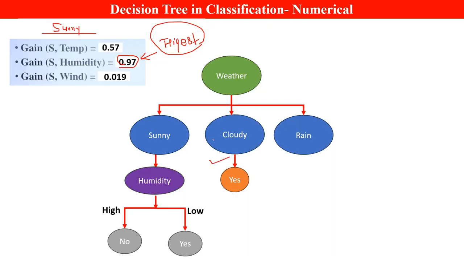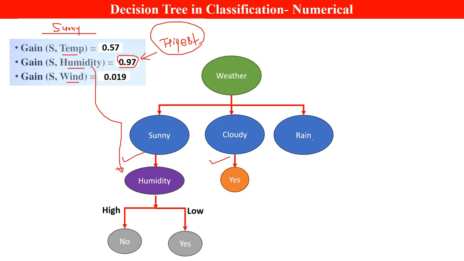And this we already covered in the first part, the first decision node, that is cloudy and yes. After that we have selected sunny, and in sunny we have found out the next decision node out of temperature, humidity and wind. We have selected humidity because it is having the highest information gain, and then we got the final output as yes and no.